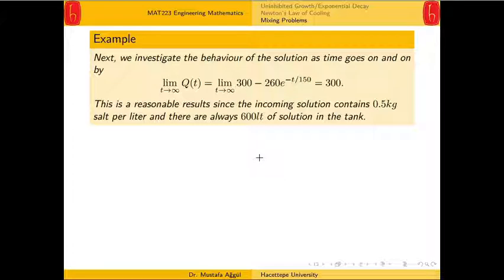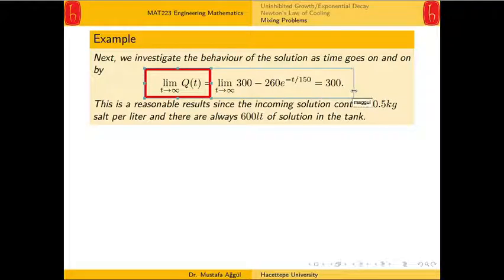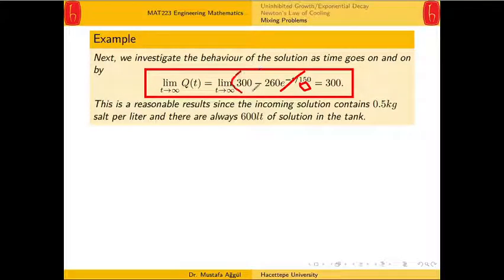Okay, next we investigate the behavior of the solution as time goes on and on, by this limit as t approaches infinity of Q(t). So as t approaches infinity, Q(t) will be 300 minus 260 e to the negative t over 150. And as t approaches infinity, this quantity will approach 0. Okay, so this approaching 0 means we are left with 300. So this limit is 300.